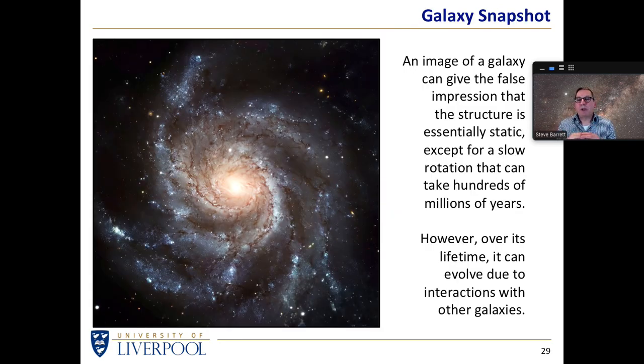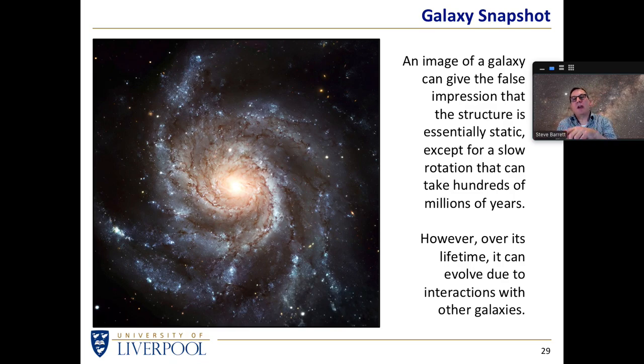When we look at a picture like this taken in visible light, we don't see any evidence of the black hole in the middle. That's because it's simply too small and it's lost in the glare of all the other stars in the neighbourhood of the centre of the galaxy. And when we look at lots of pictures like this, it's tempting to think that the galaxy is essentially a sort of static structure.